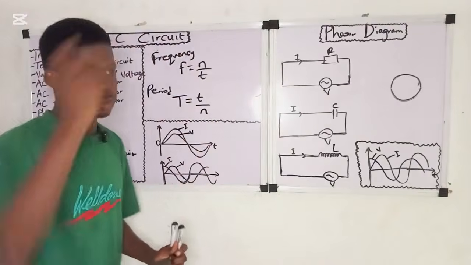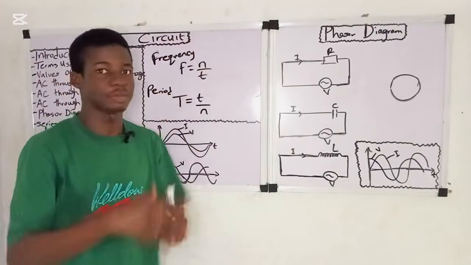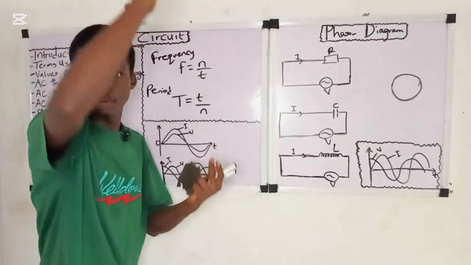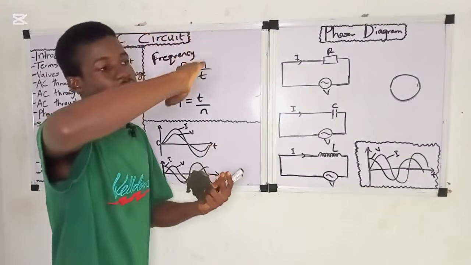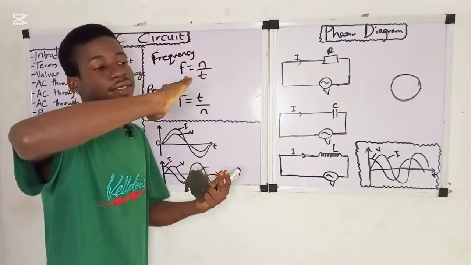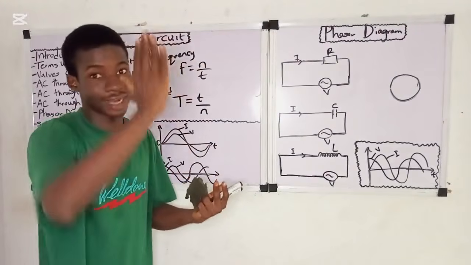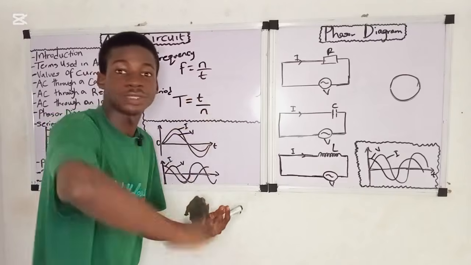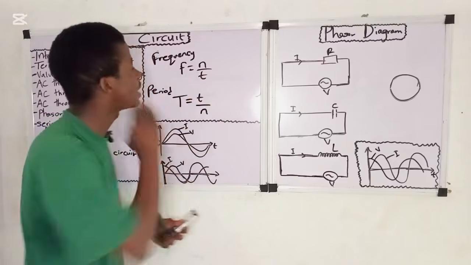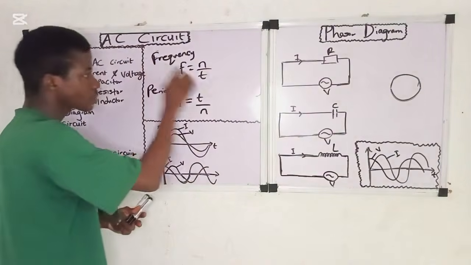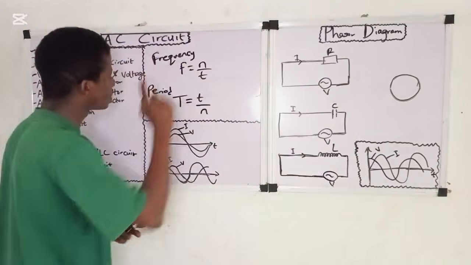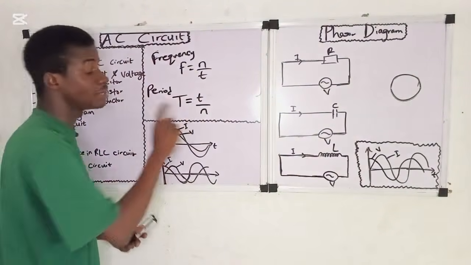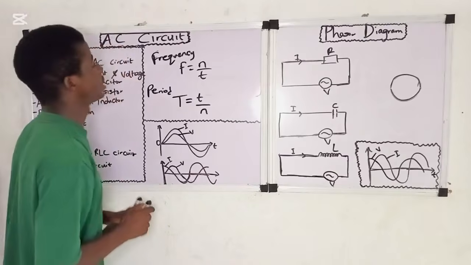So take note, a cycle is made up of a positive half and a negative half, right? The positive half is usually in the positive x-axis, positive y-axis. The negative half is usually at the negative y-axis. So frequency is the number of cycles made in 1 second. Then period is the time it takes to make one complete cycle.